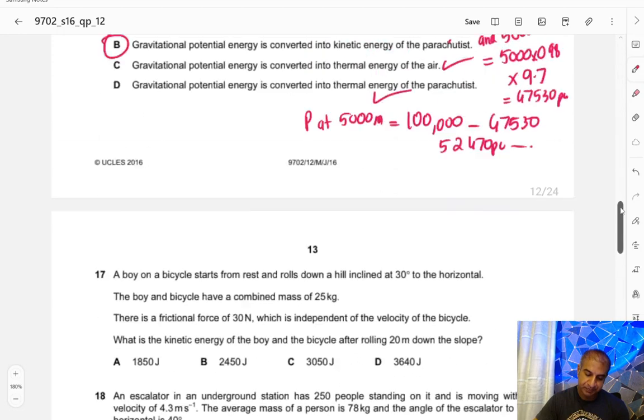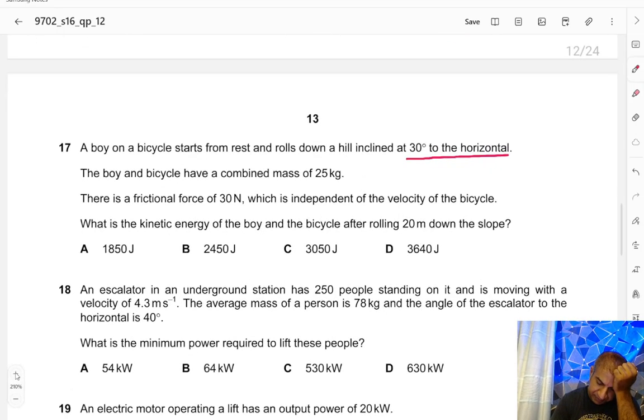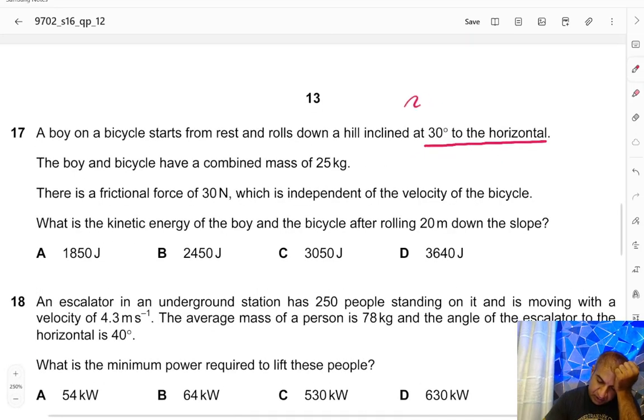Question number 17. Okay. A boy on a bicycle starts from rest and rolls down a hill inclined at 30 degrees to the horizontal. So we happen to have a situation where we have, let me just zoom in a little bit. We need to be working this question out. So we have a hill that is inclined at a certain angle. Let me just incline this. Okay. And this angle is at 30 degrees.